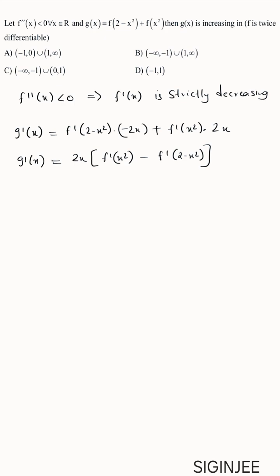So how do we find the sign of g'(x)? The sign comes from an inequality. Here f' is strictly decreasing, so to know whether this is positive or negative, we should consider its input. If x1 is less than x2, then f'(x1) will be greater than f'(x2), because f' is a strictly decreasing function. We will use this logic here. For that we should compare x² and 2 - x².